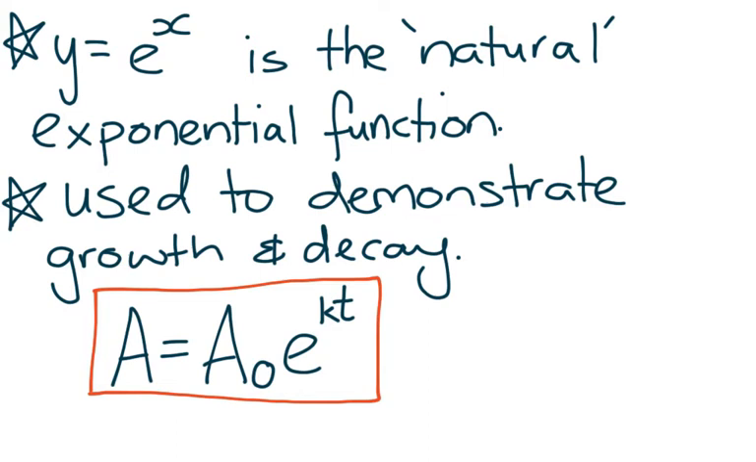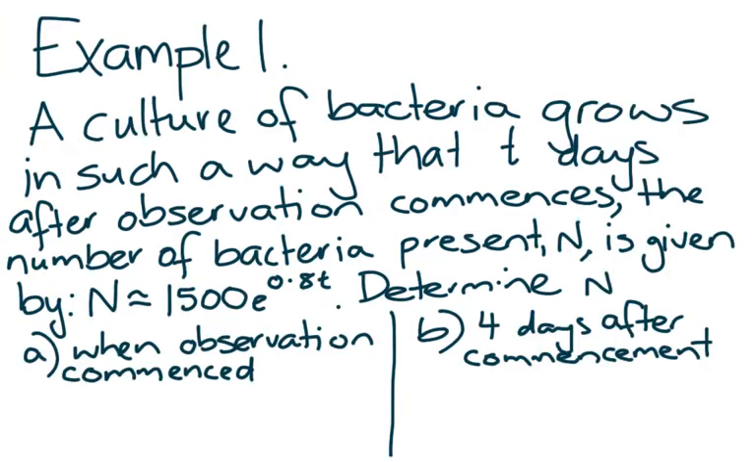A is the amount present at the particular time. A0 is the amount when t equals 0. And then k is the constant dependent on the particular situation. Obviously, t is time. So using this formula, we can do an example such as this one.